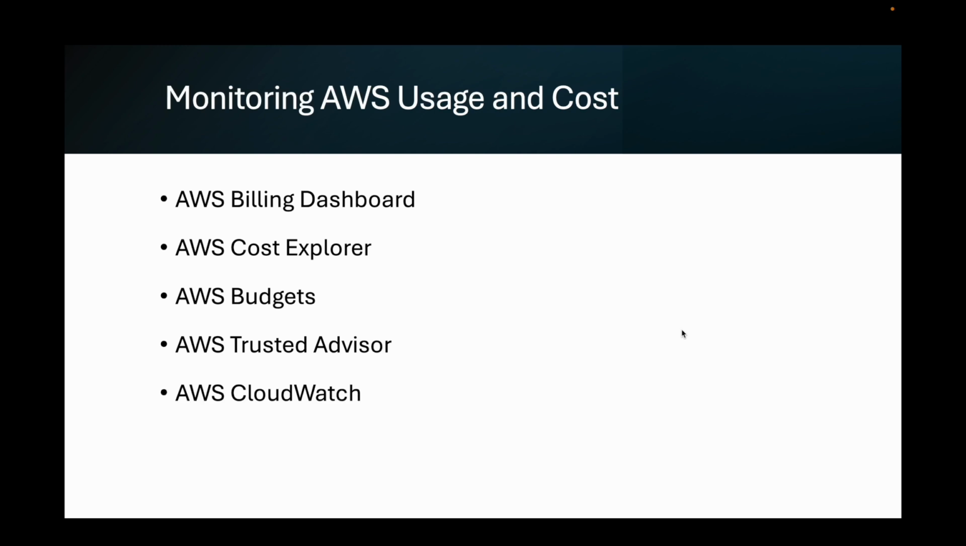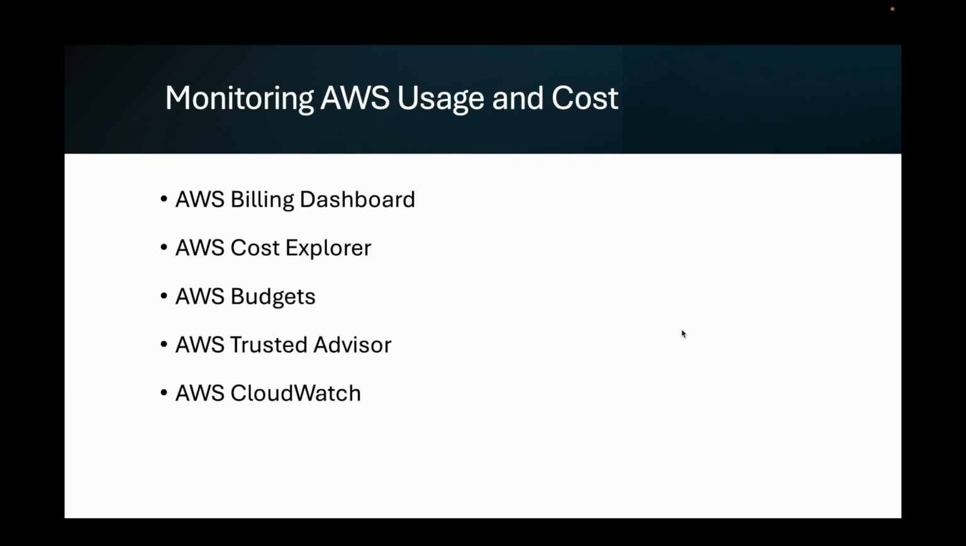And finally, we have AWS CloudWatch. CloudWatch provides monitoring and operational data in the form of metrics, logs, and alarms. You can monitor cost related metrics such as EC2 instance hours or S3 storage size to keep track of high usage resources.